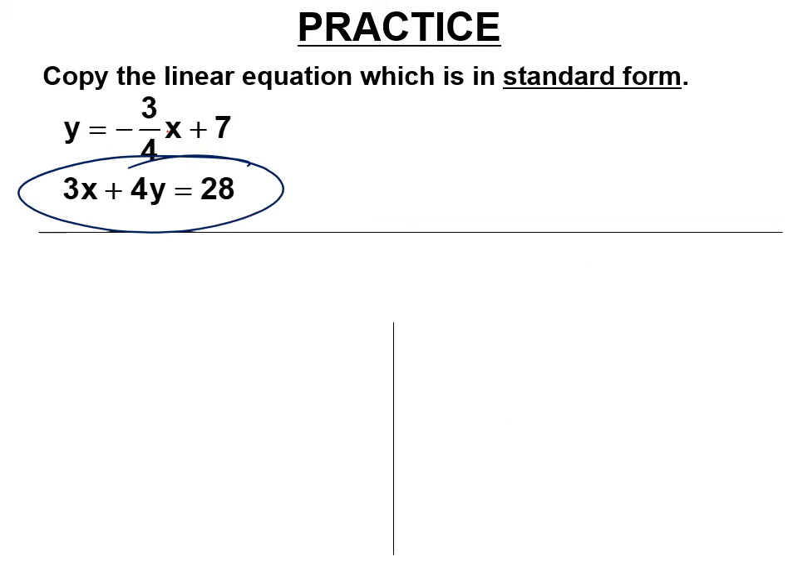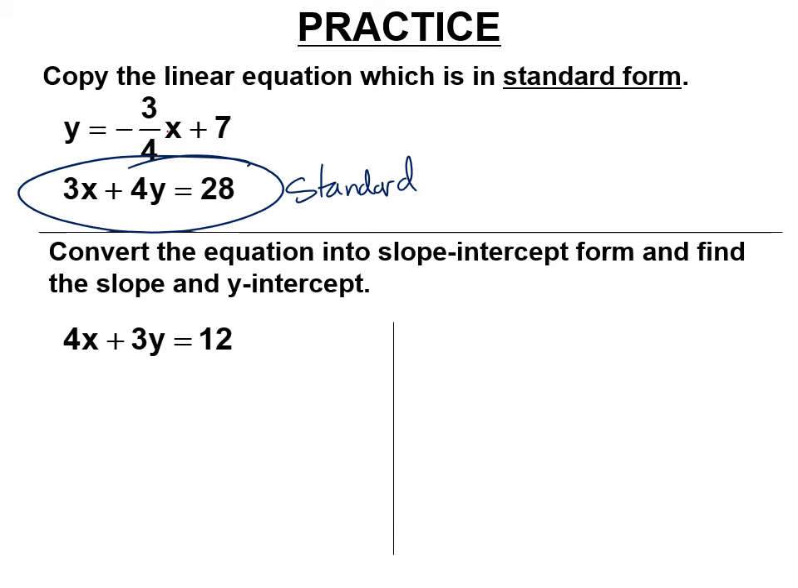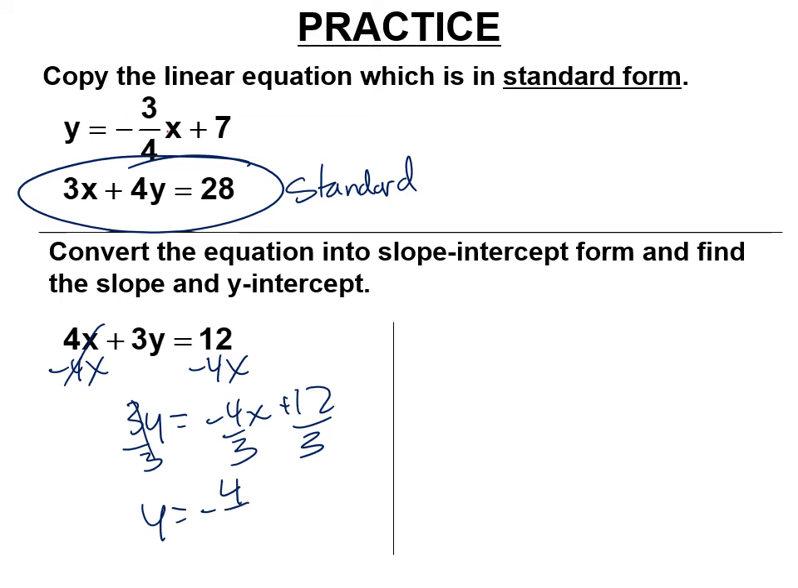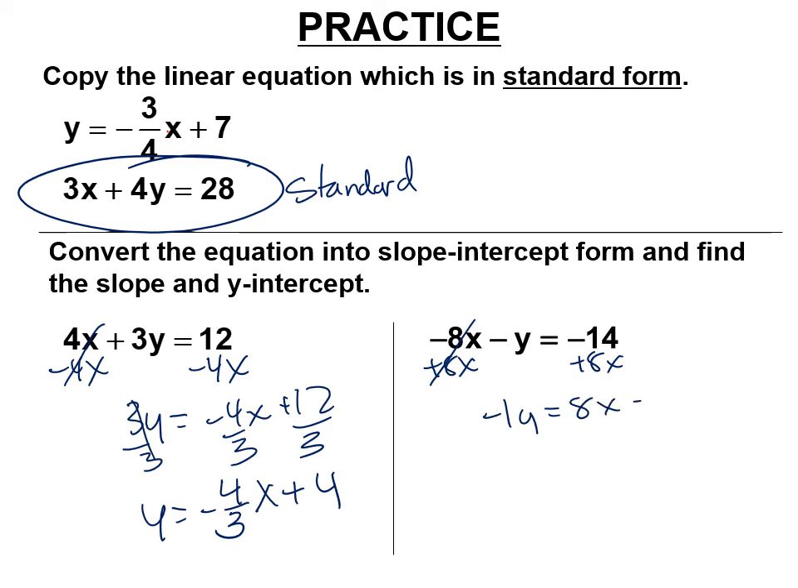And hopefully you realize that one's in standard. What's the other one in? Slope intercept. So negative 4 divided by 3 is negative 4/3 x plus 4. Negative 14 divided by negative 1 is plus 14.